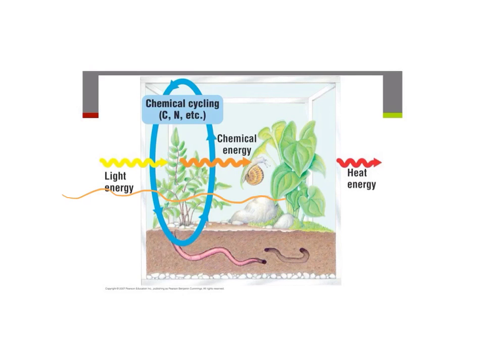So while energy enters and leaves an ecosystem, it's important to note that nutrients like carbon, nitrogen, sulfur, and phosphorus make a continuous cycle through the ecosystem.